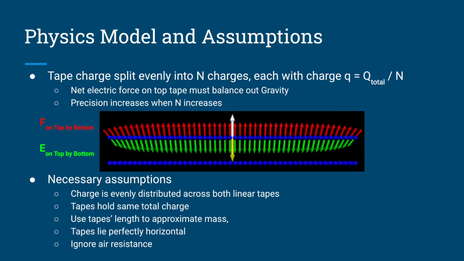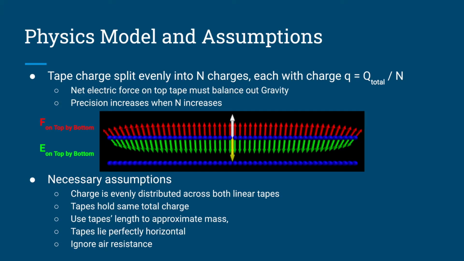To model a line of charges, let's split the tape evenly into n individual charges, each with the charge of the tape's total charge over the number of sections. Like in Lab 1, the electric force on the top tape must fully balance out gravity for the top tape to float, seen in the white and yellow vectors. Also, note that our model becomes more precise as the number of linear charges increases.